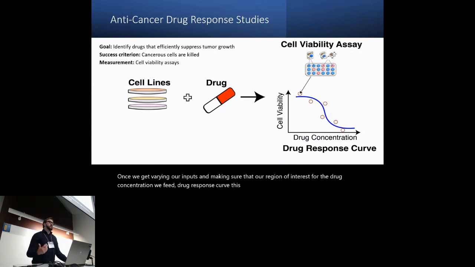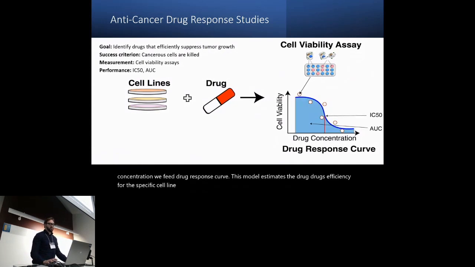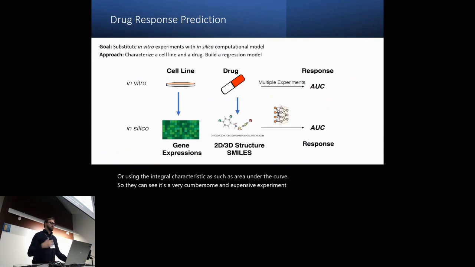This model estimates the drug's efficiency for the specific cell line. And this curve can be described using either the threshold at which the drug is 50% effective, or using the integral characteristic such as area under the curve. So as you can see, it's a very cumbersome and expensive experiment, and we would like to move it to the virtual screening purely in silico.